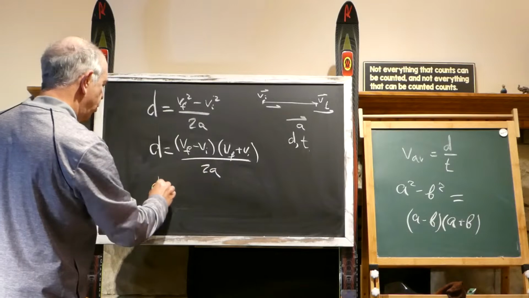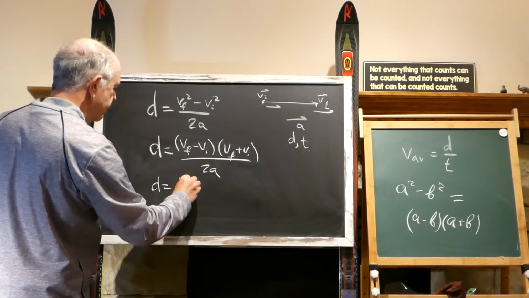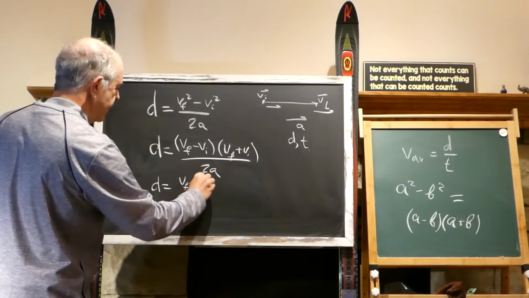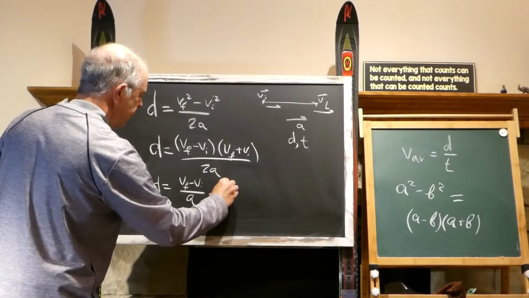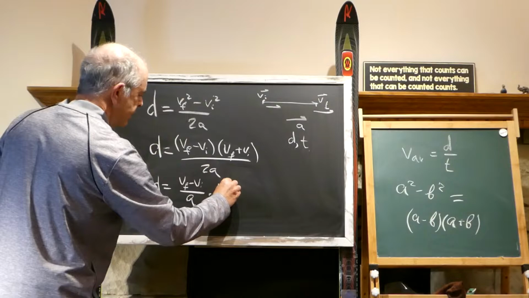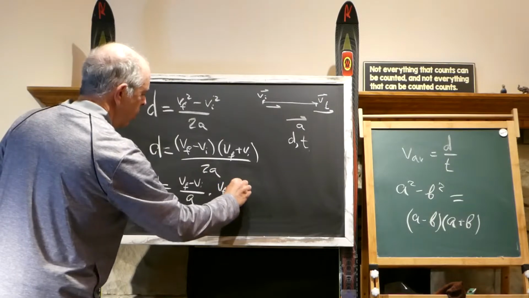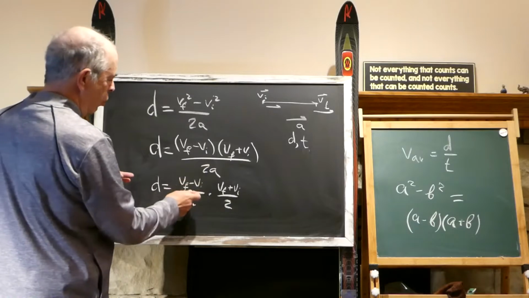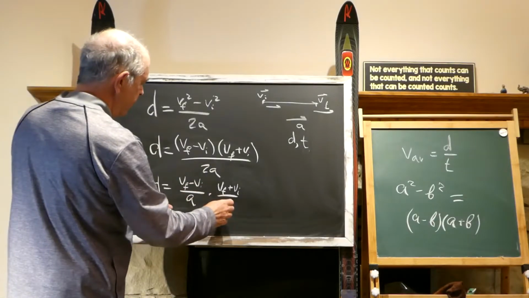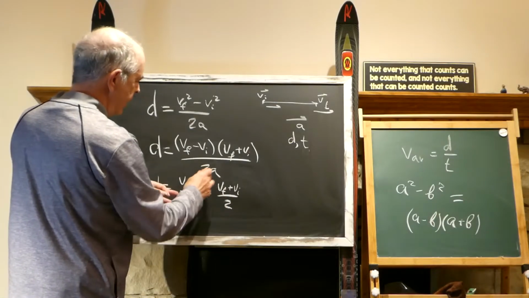And so why don't I write this? And you will see in a second why I did it. And I split the denominator. This is like a multiplication of two fractions. All I did, 2 goes in this denominator, 2 goes in this and a goes here.